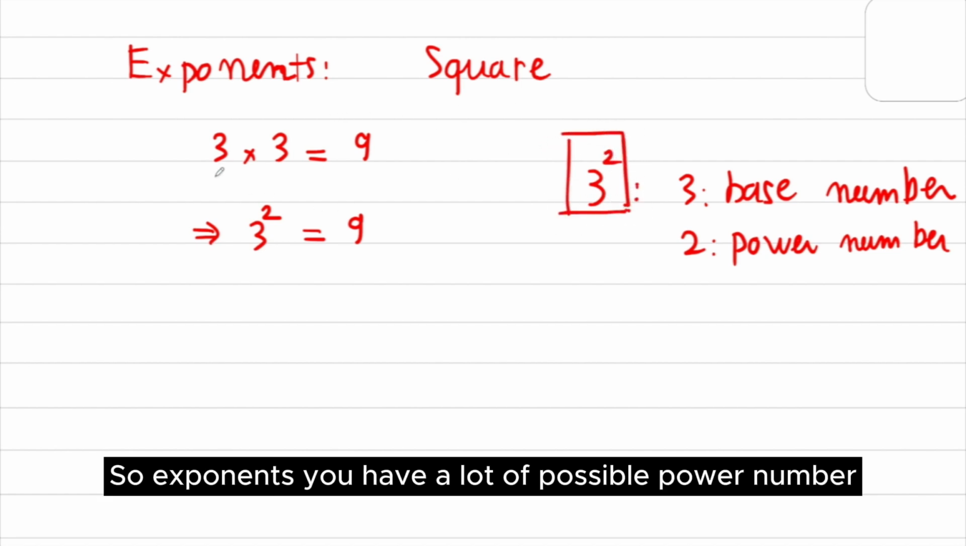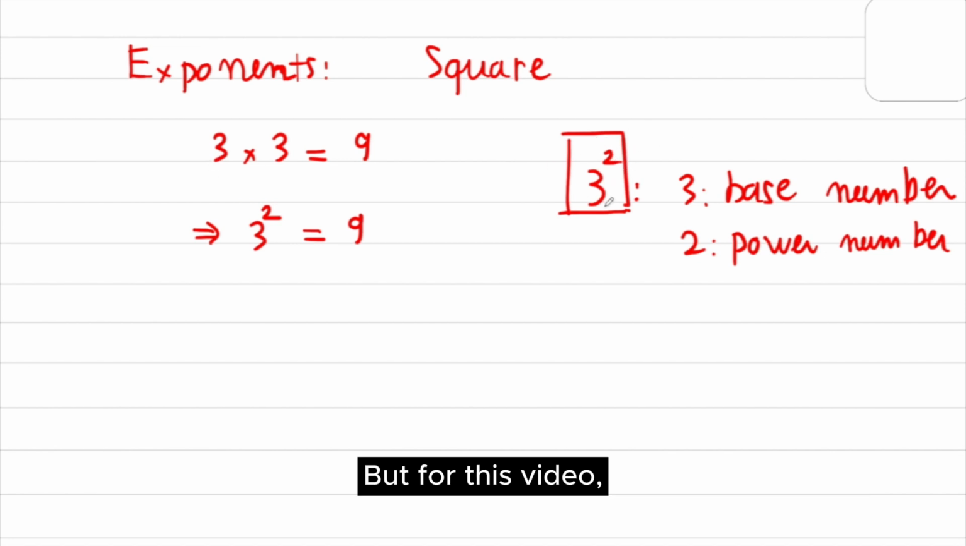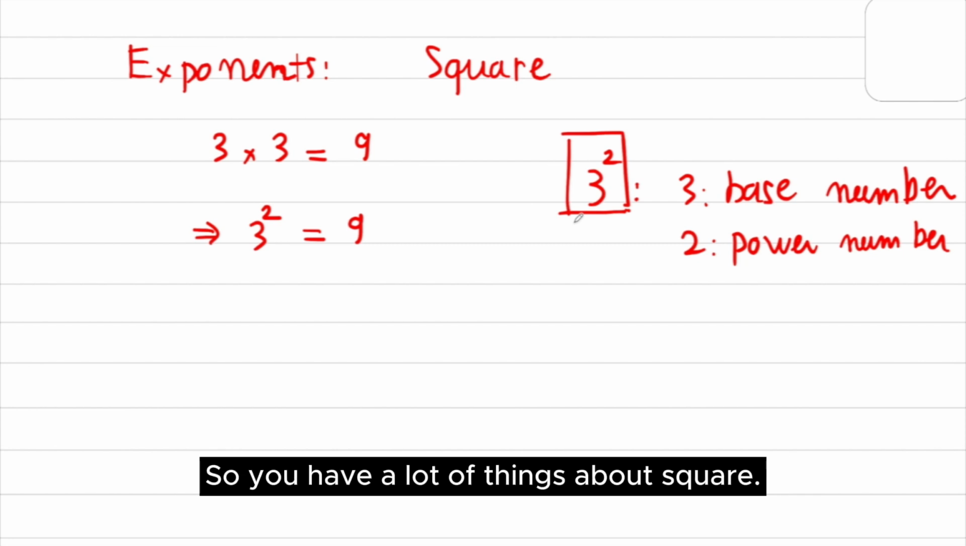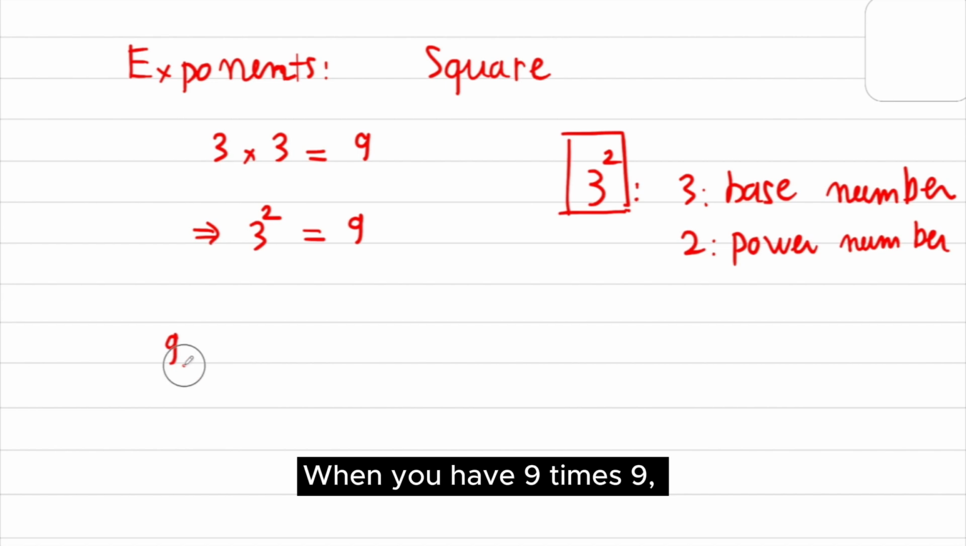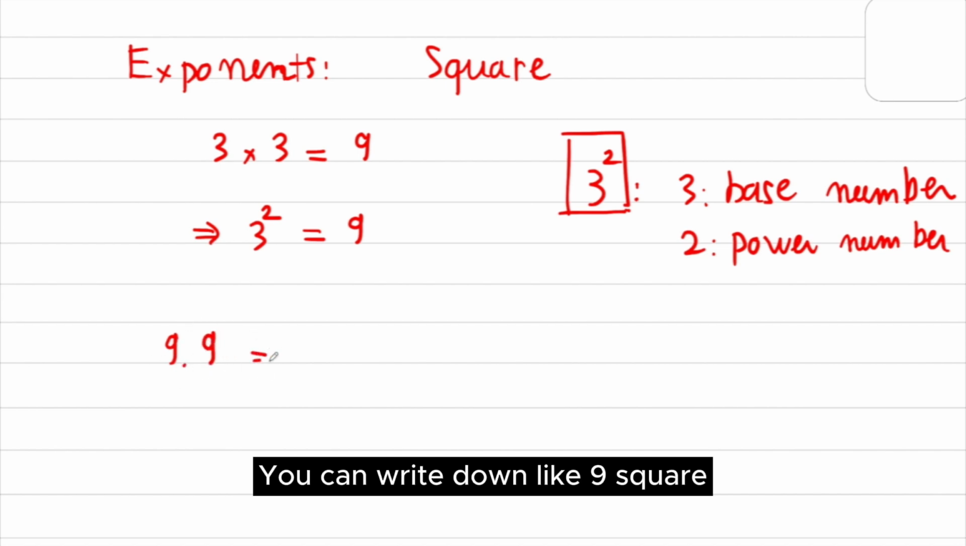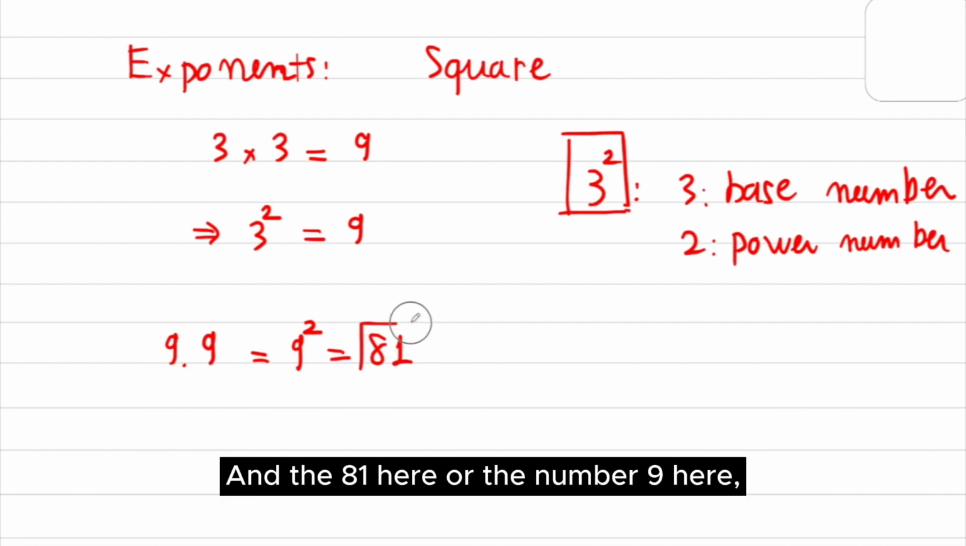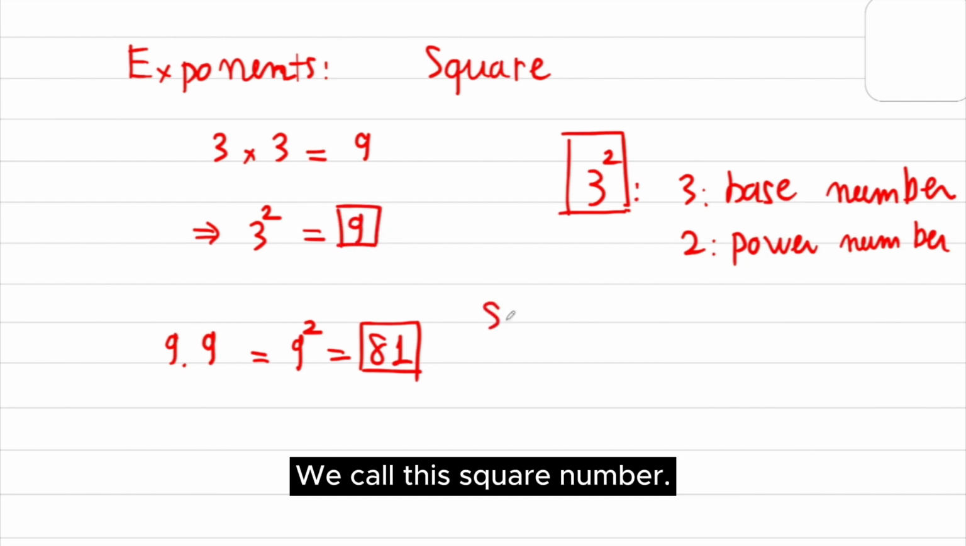For exponents, you have a lot of possible power numbers, but for this video, I just want you to practice the square. When you have 9 times 9, you can write it as 9 square, and you get 81, because 9 times 9 equals 81. The 81 here we call a square number.